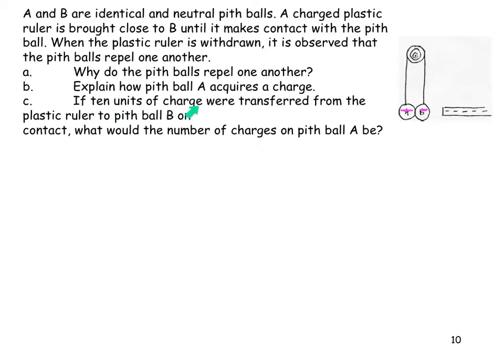If 10 units of charge were transferred from the plastic ruler to the pith ball B, what would be the number of charges on pith ball A? Well, if there are 10 that came across there, these two will divide them in half, and we would land up with 5 on each.